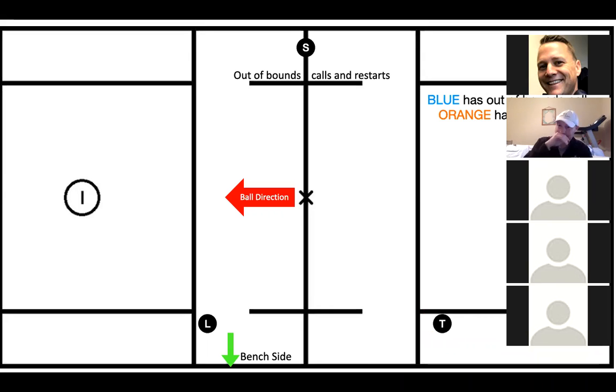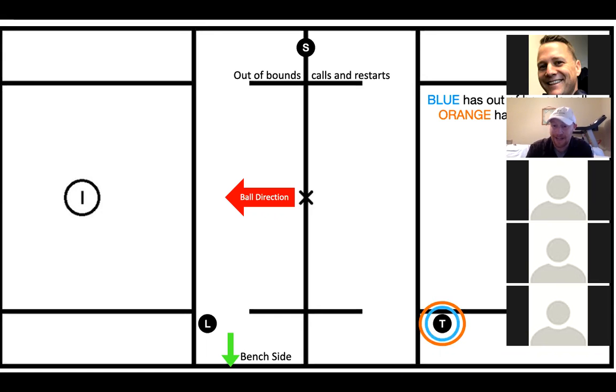Okay, what about this one? We're going to have the same thing. You can unmute and just say it. Who's going to have the out of bounds call and who's going to have the restart? It's closer to the lead. So is the lead going to have the out of bounds and the restart? Trail. The trail is going to have both.